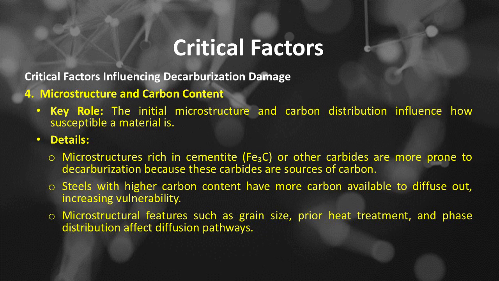Number 4 of the critical factors influencing decarburization damage is microstructure and carbon content. Key role: the initial microstructure and carbon distribution influence how susceptible a material is. Details: microstructures rich in cementite, Fe3C, or other carbides are more prone to decarburization because these carbides are sources of carbon. Steels with higher carbon content have more carbon available to diffuse out, increasing vulnerability. Microstructural features such as grain size, prior heat treatment, and phase distribution affect diffusion pathways.